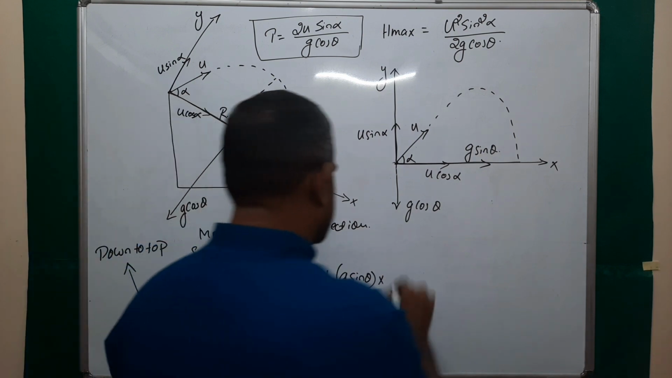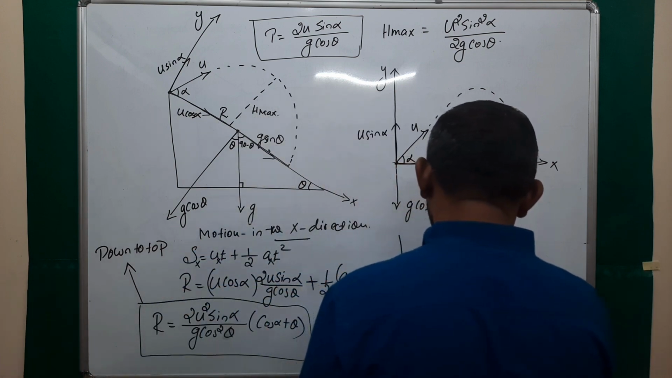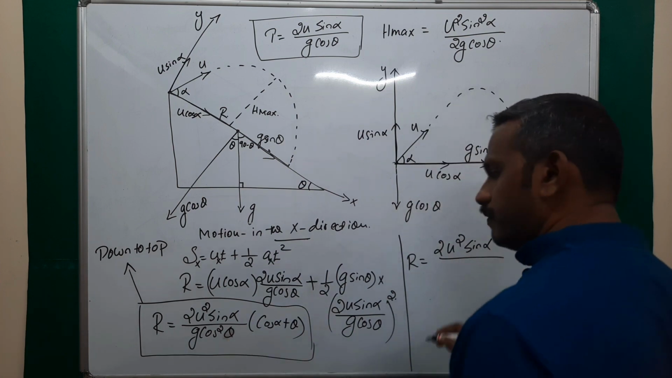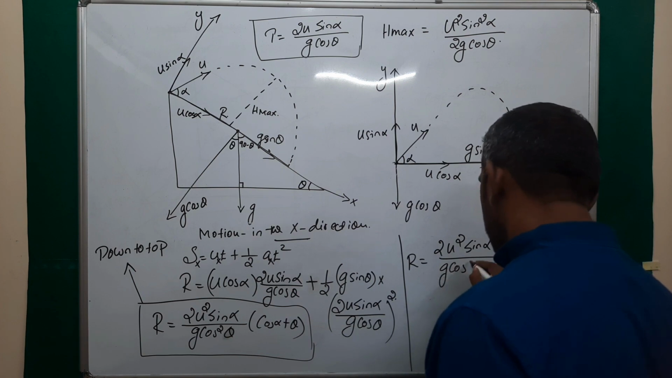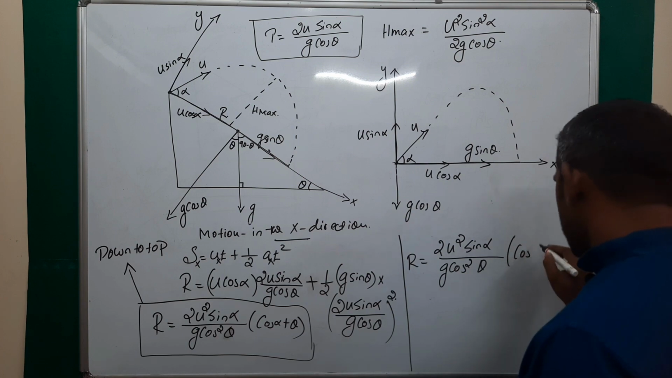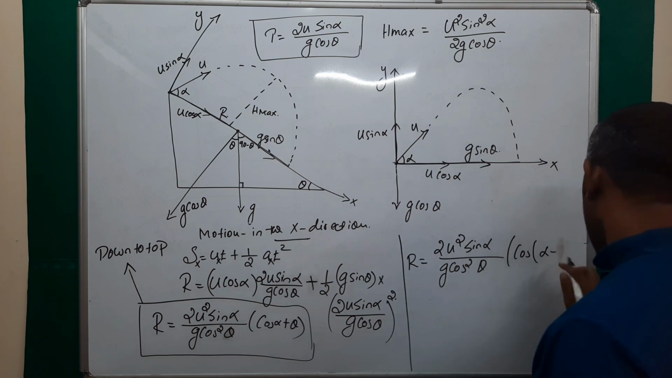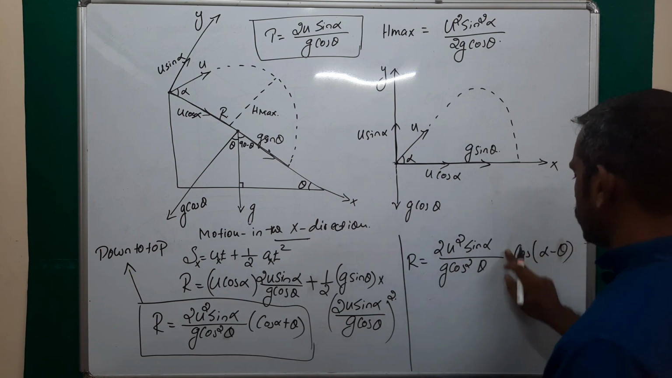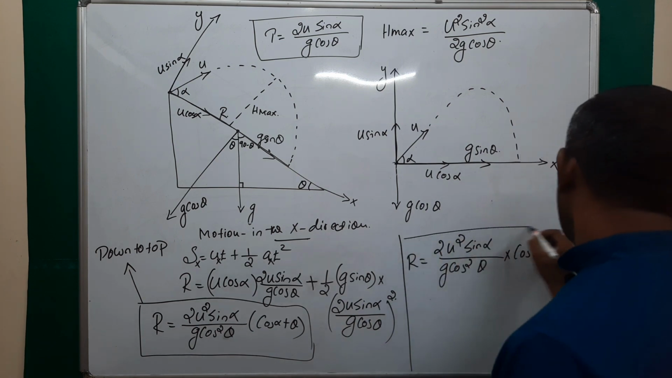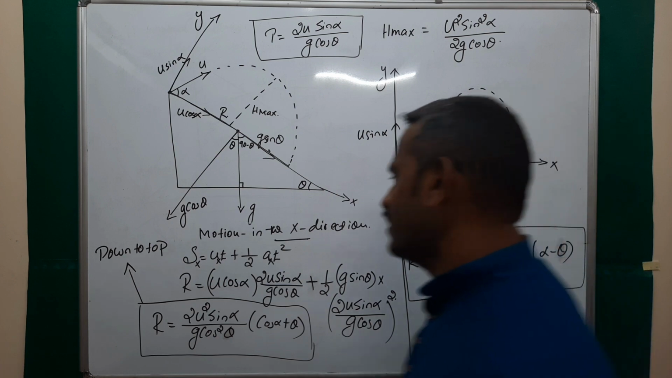Okay, so we will get the equation, that is R is equal to 2u square sin alpha divided by g cos square theta into cos alpha minus theta. So this is the equation for the horizontal range.